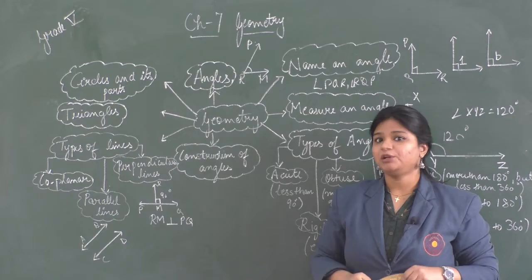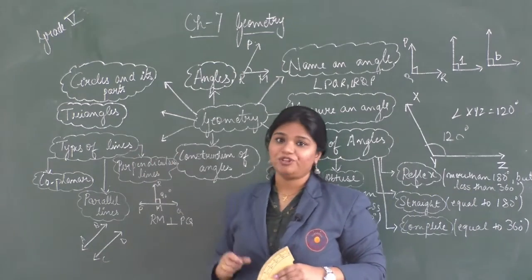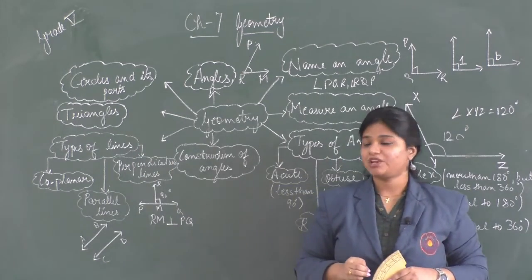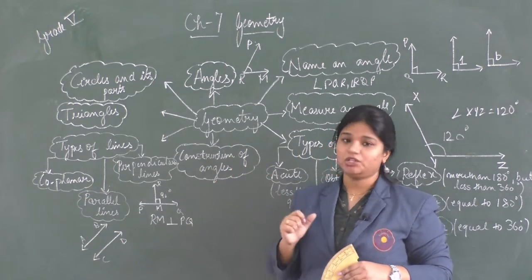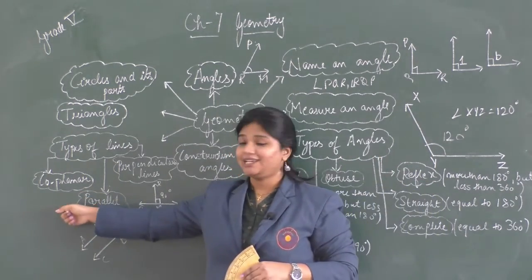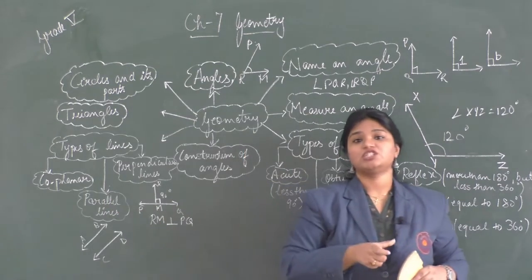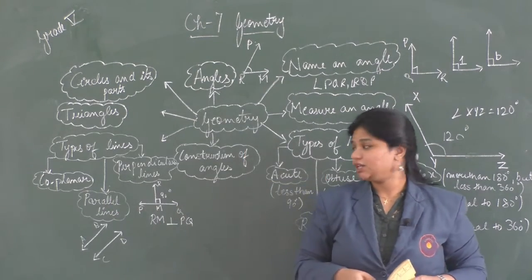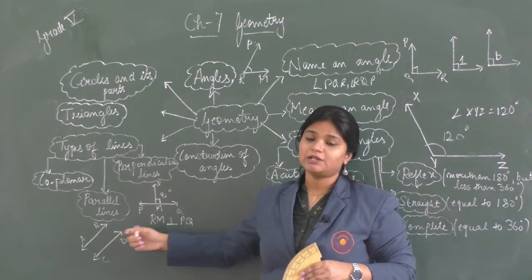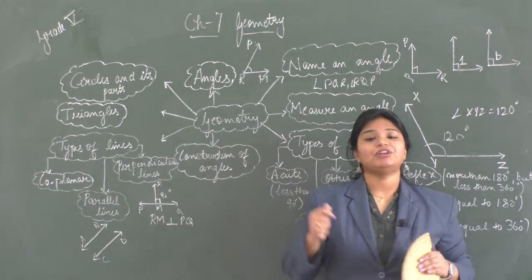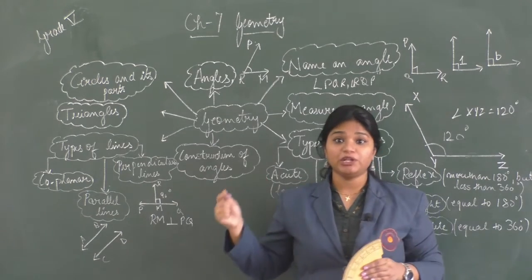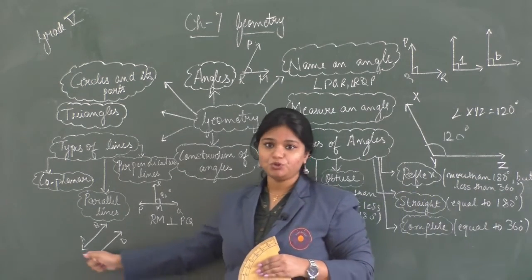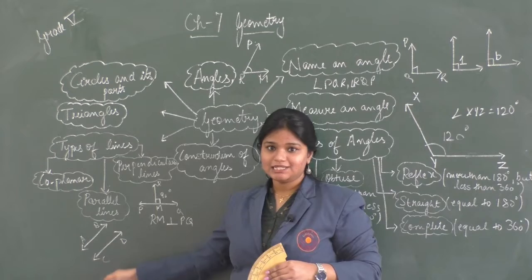The next topic that we learned was types of lines. Now there are 3 types of lines: coplanar lines, parallel lines and perpendicular lines. Now coplanar lines are all types of lines which come under the same plane. Next we have parallel lines. Now two parallel lines can never intersect each other even if you are pulling or extending them up to infinity. So here we have two parallel lines, AB and CD.